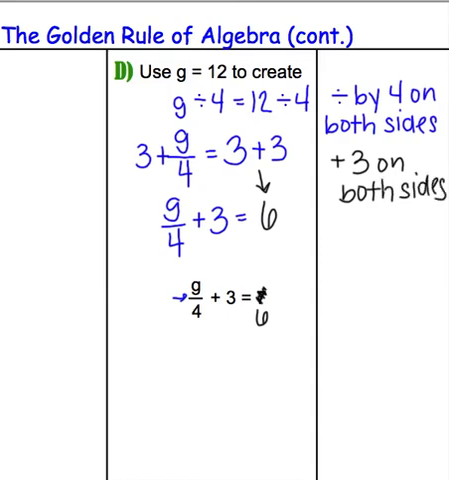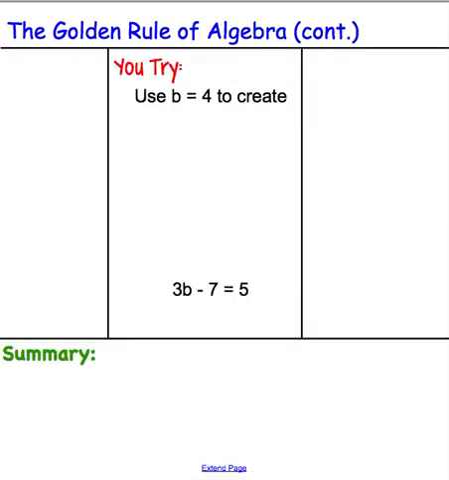So once we've got that done, now the only thing that's left for you is I have a problem here that I want you to complete and bring to class tomorrow using b equals 4 to create 3b minus 7 equal to 5. And don't forget to write your summary.